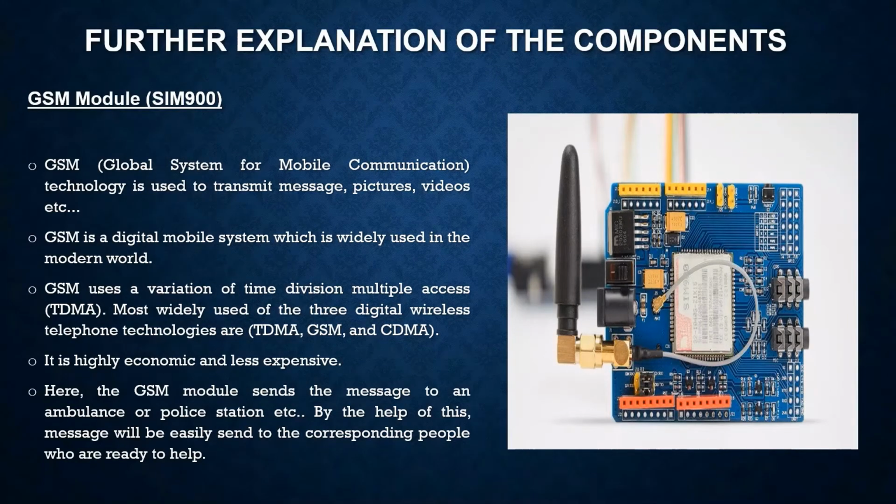GSM, also known as Global System for Mobile Communication, is a technology used to transmit data to a remote device. GSM technology is widely used in the modern world. It uses a variation of time division multiple access, and is one of the most used of the 3 digital wireless telephone technologies along with TDMA and CDMA. GSM modules are very economic. In this system, the GSM module is used to send the message to the user-defined number in the SIM card. With the help of this, the message will be easily sent to the people who are ready to help.